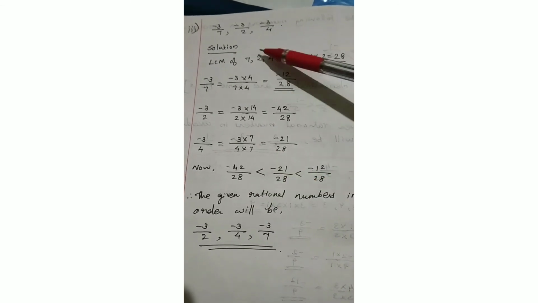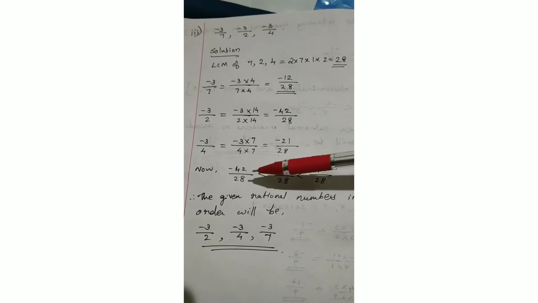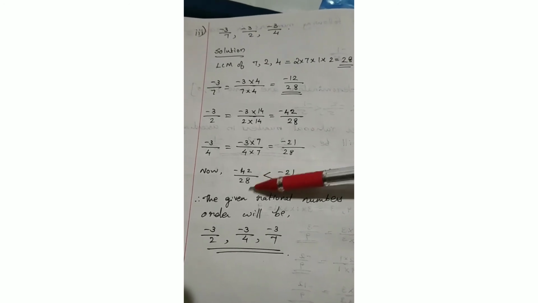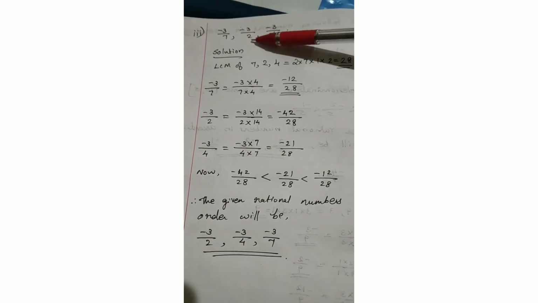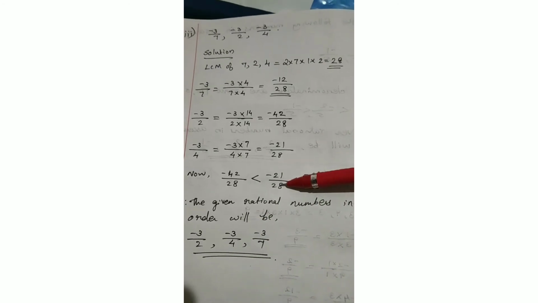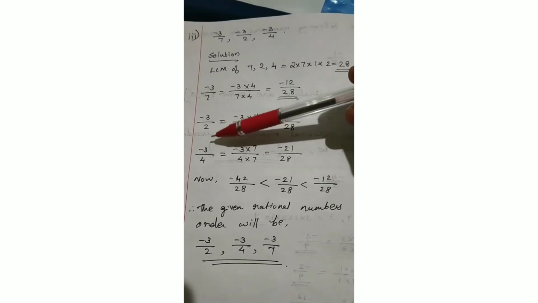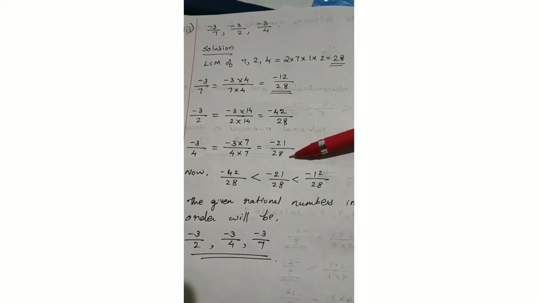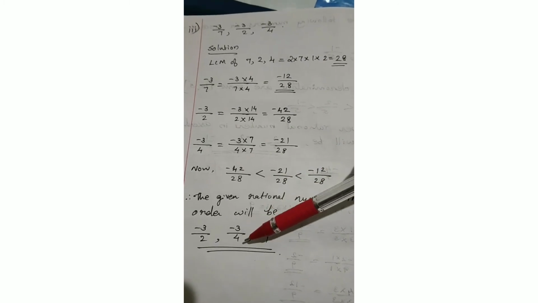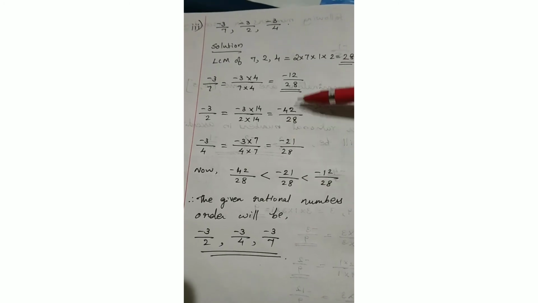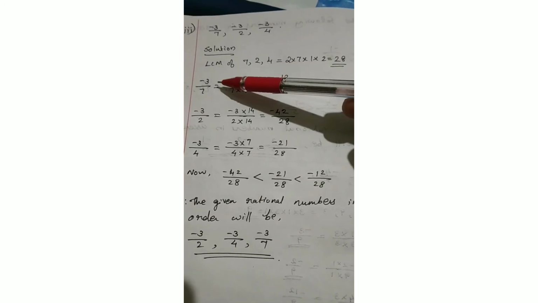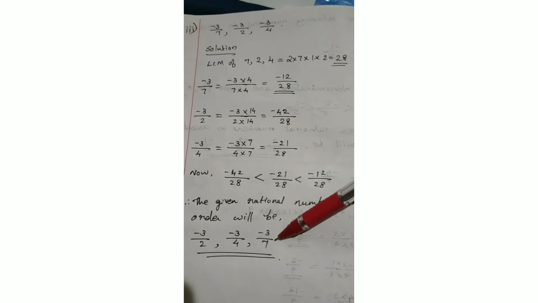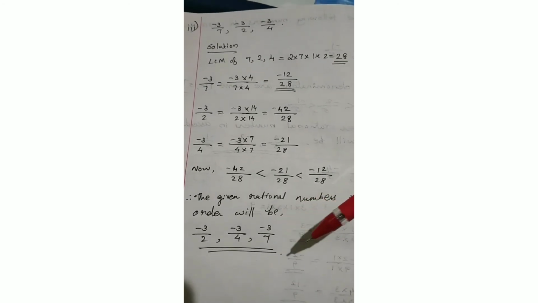So we have to write the given rational numbers. We have to check that negative 42 on 28 is equal to negative 3 on 2. So this is the smallest one. Next, negative 21 on 28. Negative 21 on 28 is equal to negative 3 on 4. Negative 3 on 4 we converted into negative 21 on 28. So negative 3 on 4 is the second one, and the greatest rational number is negative 12 on 28, which is equal to negative 3 on 7. Clear, children? So last we have to write negative 3 on 7.